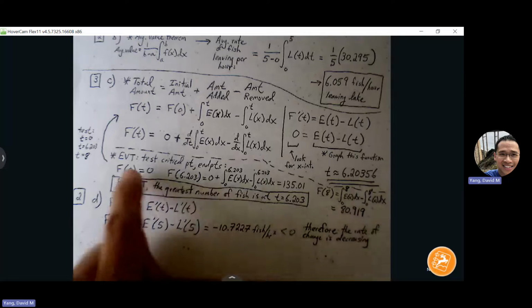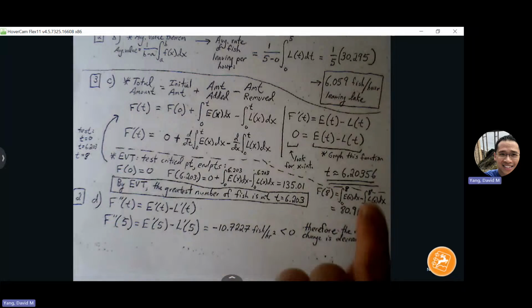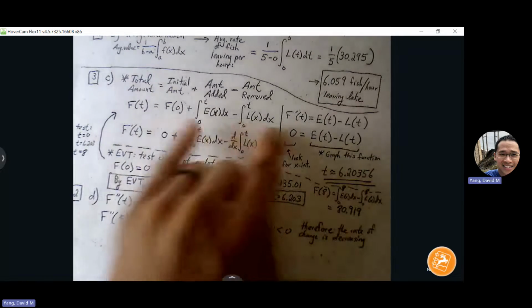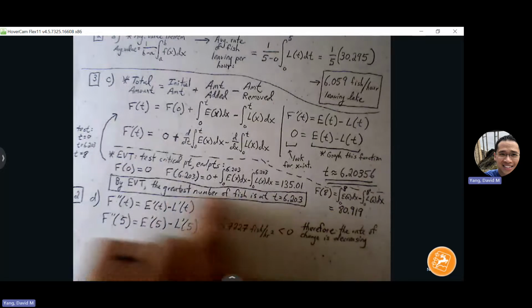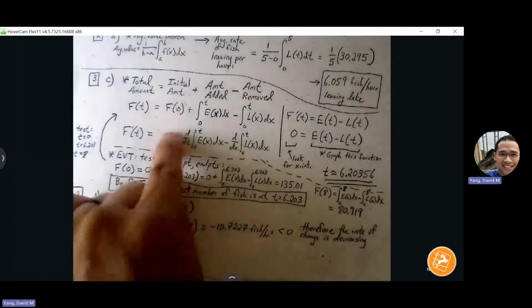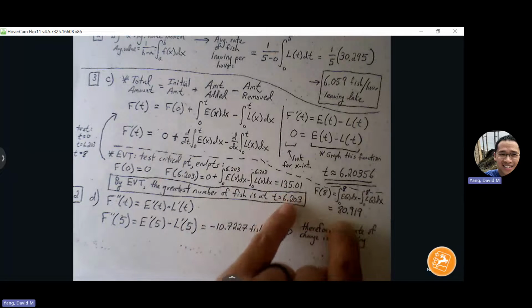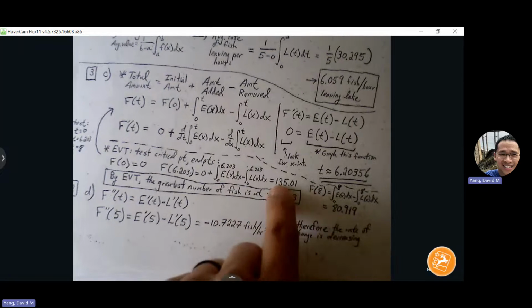So then you're going to test f of 0, f of 8, and f of 6.203. So f of 0 is 0. f of 6, if I plug into this formula, I'm going to get 135. If I plug 8 into this formula, I'm going to get 80. Between 0, 135, and 80, 135 is the largest, so that's my absolute max.